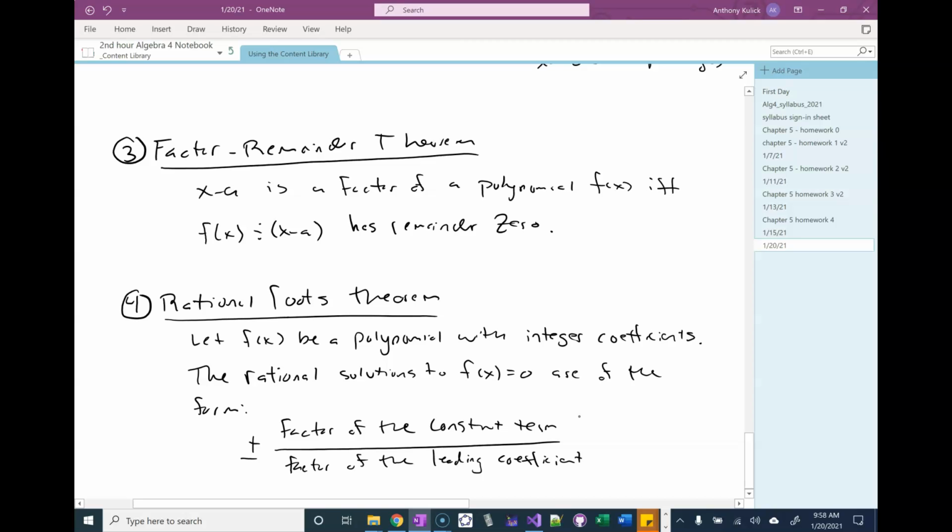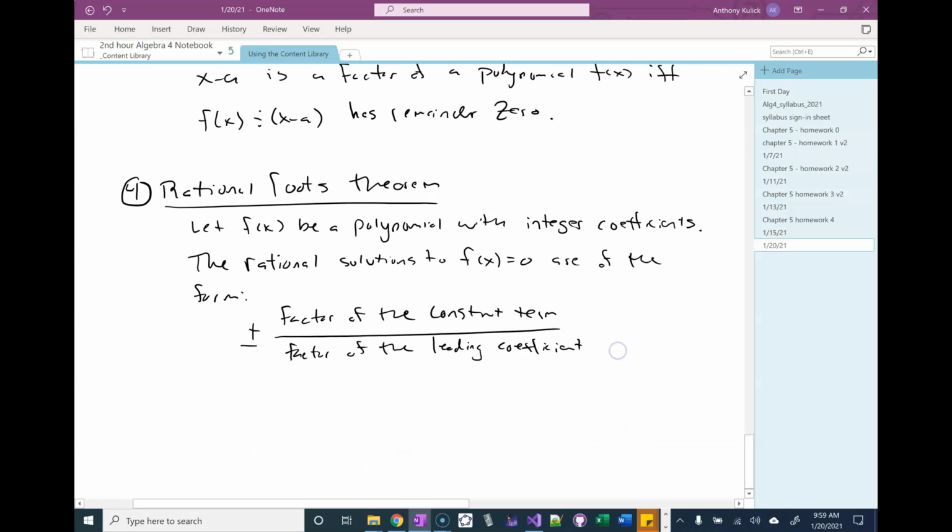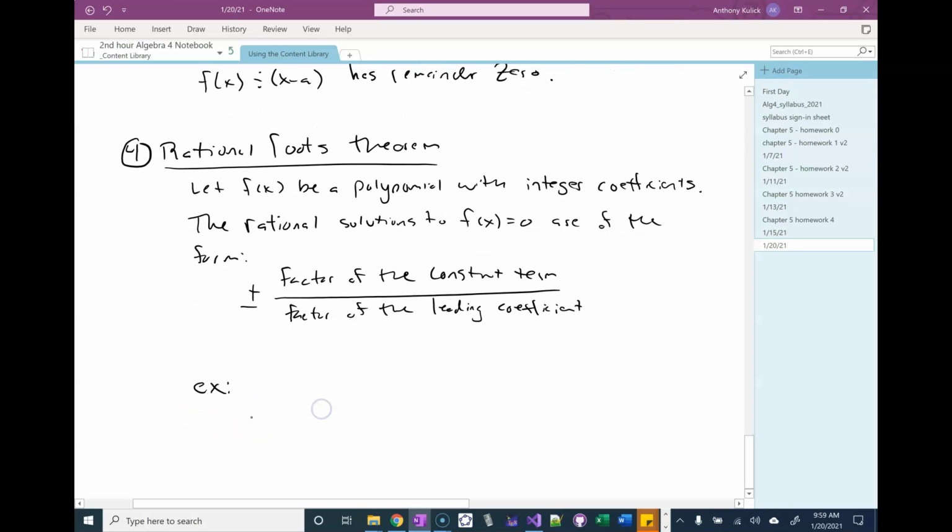The rational roots theorem says that if f of x is a polynomial with integer coefficients, then the rational solutions to f of x are of the form plus or minus a factor of the constant term divided by a factor of the leading coefficient. So let's just illustrate clearly exactly what this is saying. This is the important one today.